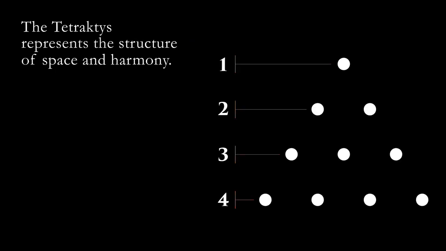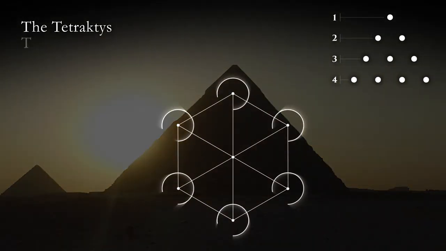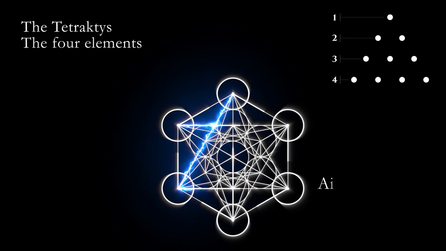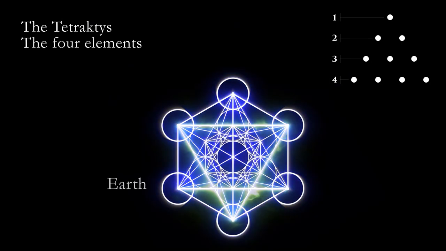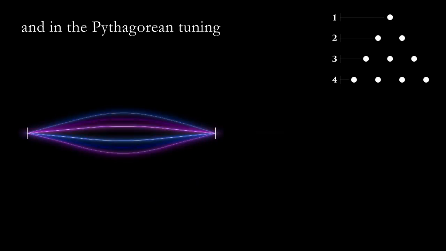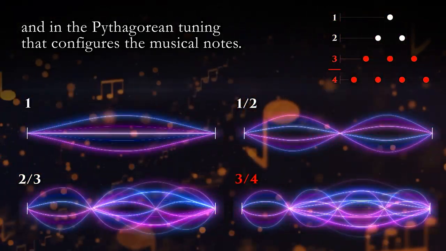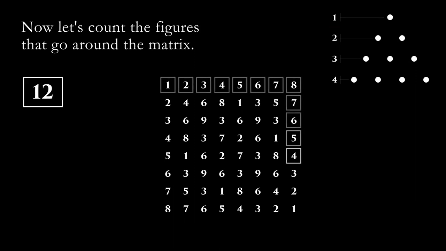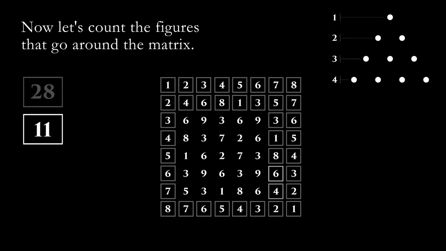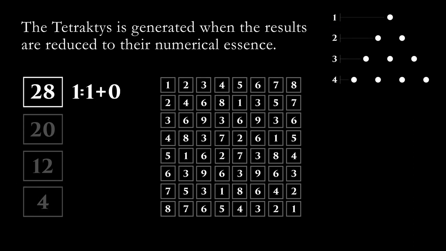Next, the Tetractys represents the structure of space and harmony. We find it in the pyramids, the four elements, and in the Pythagorean tuning that configures the musical notes 2-1, 3-2, 4-3. Now let's count the figures that go around the matrix. The Tetractys is generated when the results are reduced to their numerical essence.